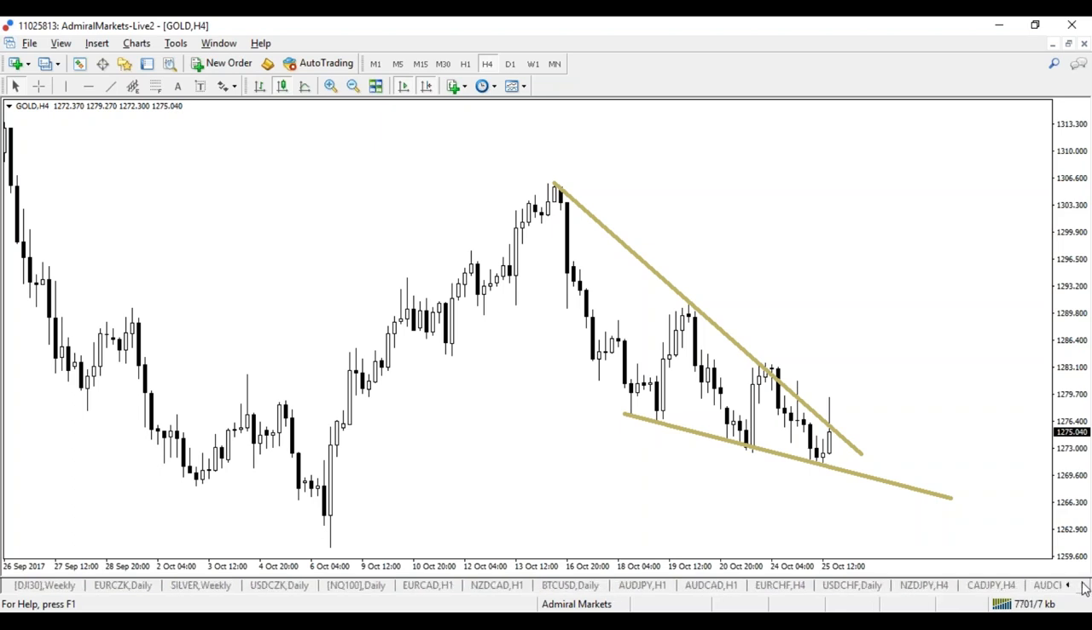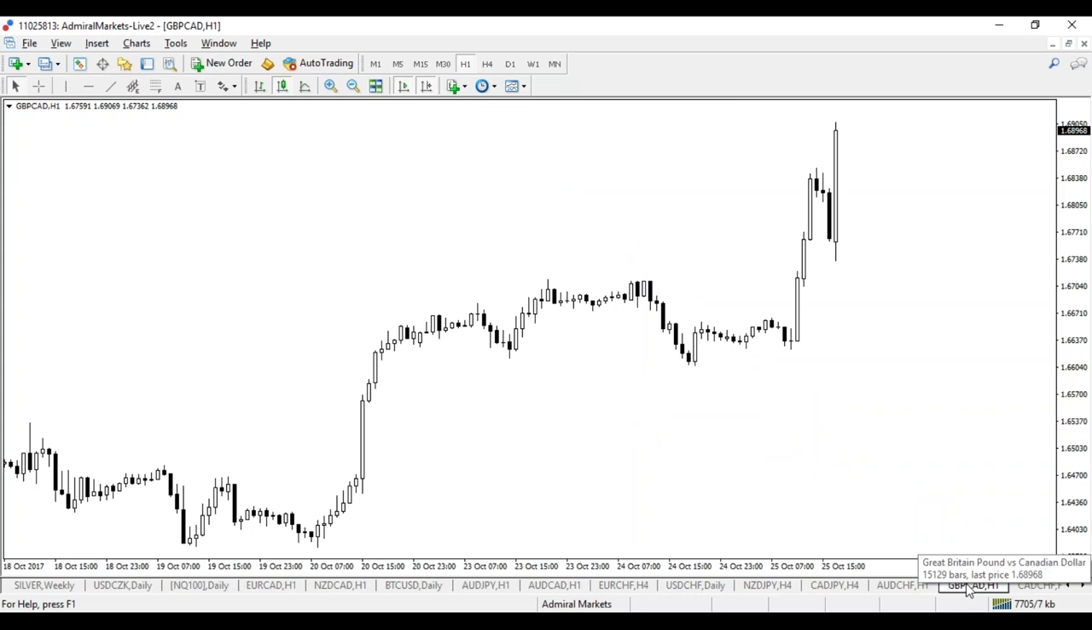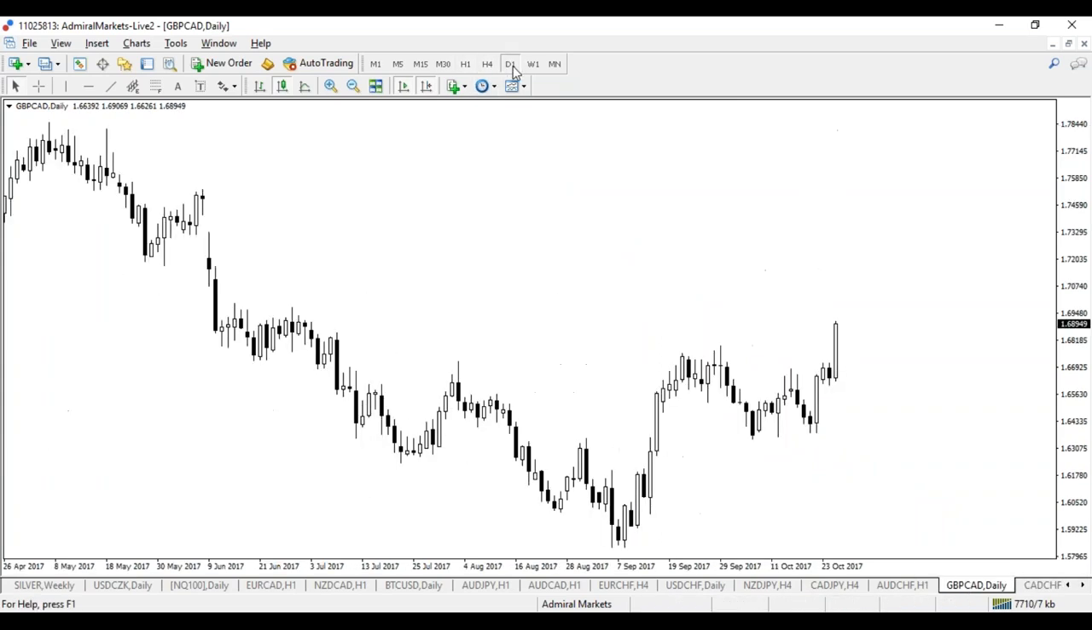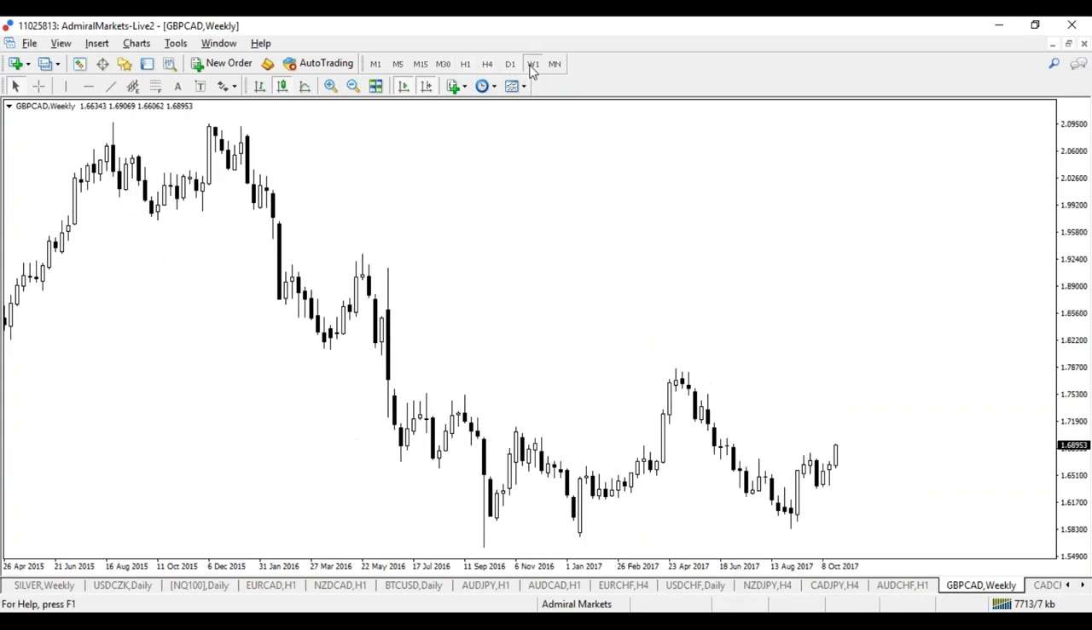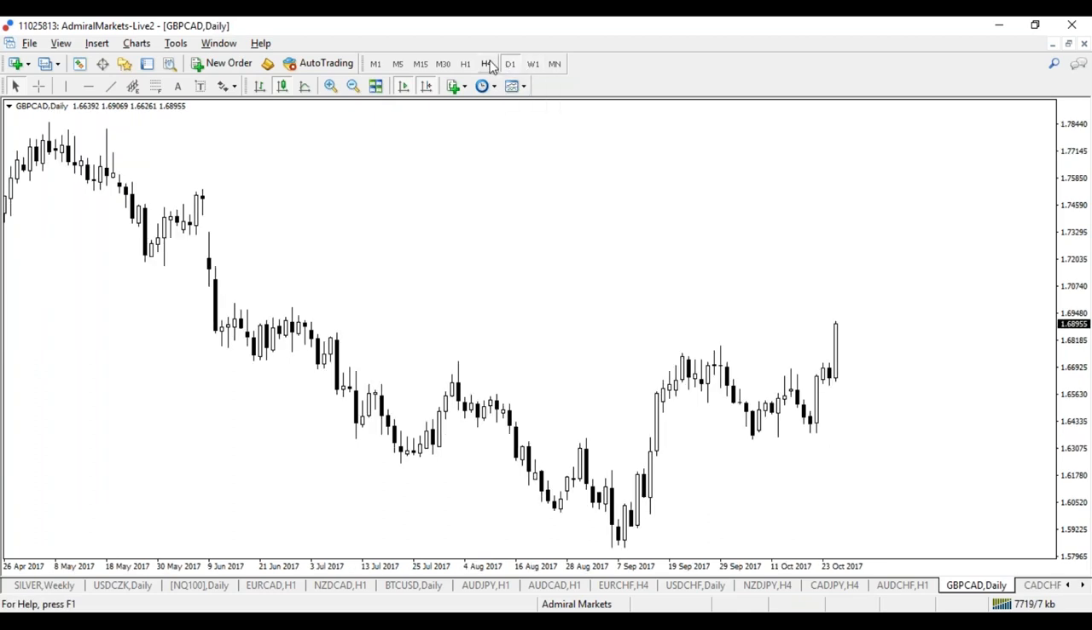Pound CAD. I seem to have lost my pound CAD. There we go. So, for instance, pound CAD, if we get a good daily candle like this, could be again a breakout. In fact, we have a trend line like that. So this could be a good breakout candle. And a retracement continuation would be great. And that retracement does not have to be too much.